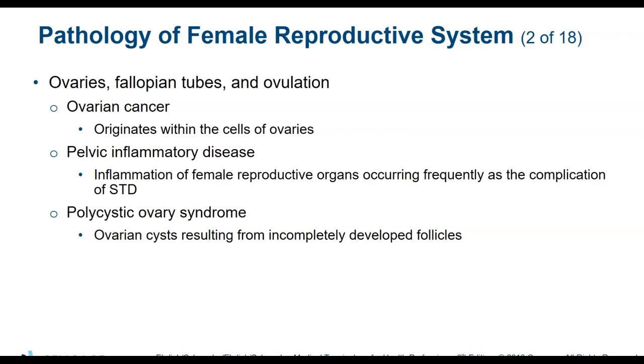Pelvic inflammatory disease, PID, is an inflammation of the female reproductive system, usually caused by complications of an STD. Polycystic ovary syndrome is when we get a lot of cysts on the ovaries. What happens then is the follicles don't develop, and we're not able to have developed eggs going down the fallopian tubes to be fertilized.